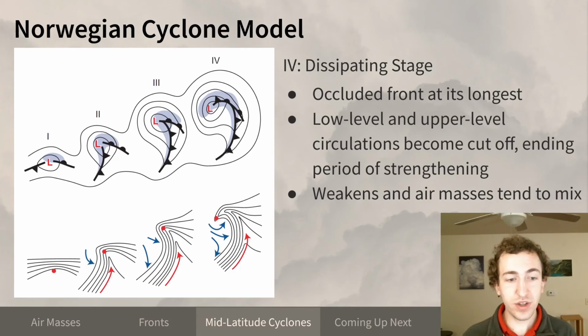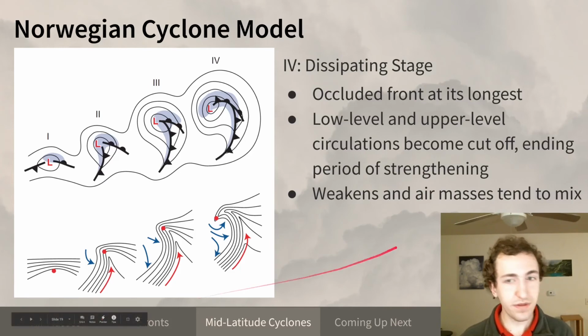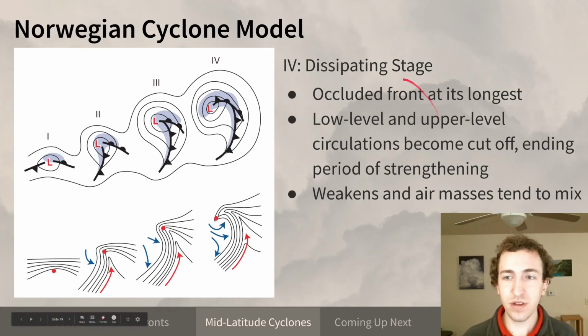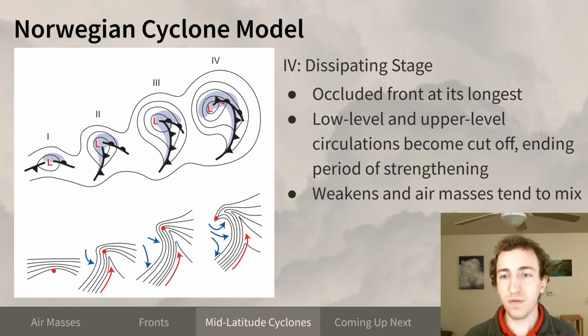And that brings us to the fourth and final stage of the Norwegian cyclone model, the dissipating stage. So here, the occluded front has formed, and it is at its longest extent in this whole process because most of the cold front has caught up with a large portion of the warm front.